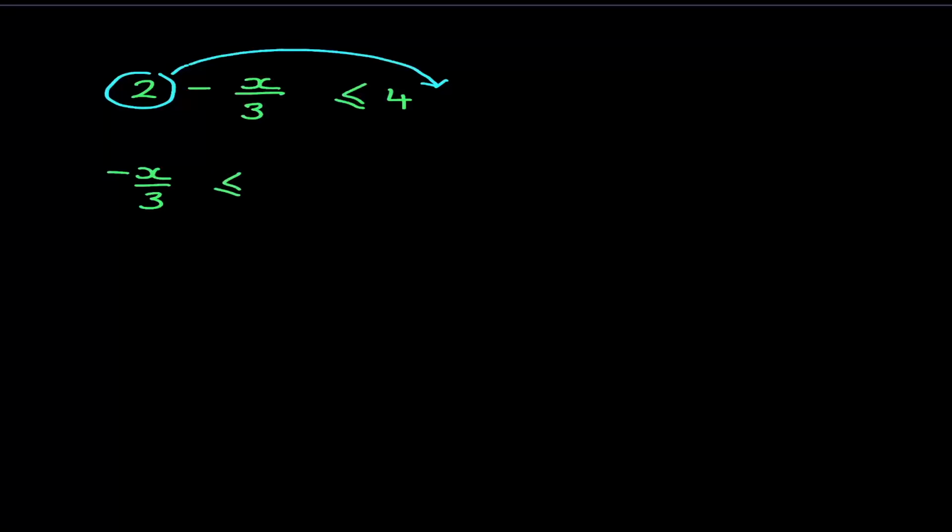And is less than or equal to 4. And that 2 was positive on the left, so on the right it becomes negative. And we can work that out. 4 take 2 is 2.